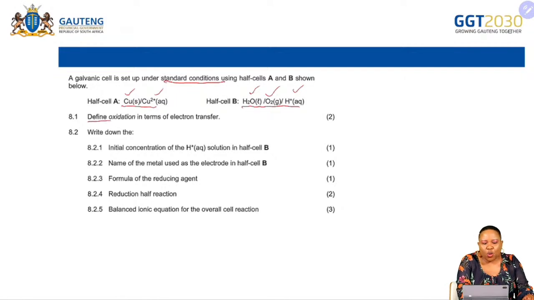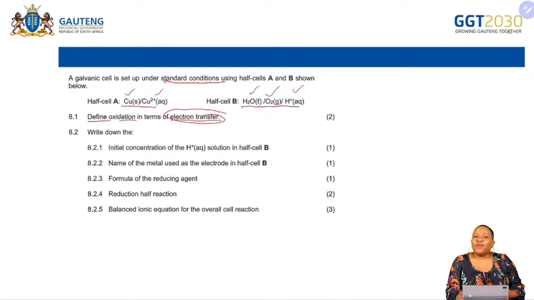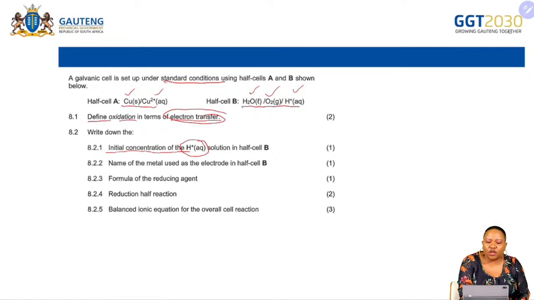Now, they say define oxidation in terms of electron transfer. As we said, you will be asked in terms of either electron transfer or oxidation number. Write down the initial concentration of H+ in aqueous solution. So if they say write down the initial concentration, the examiner is telling you that this occurs in standard conditions.